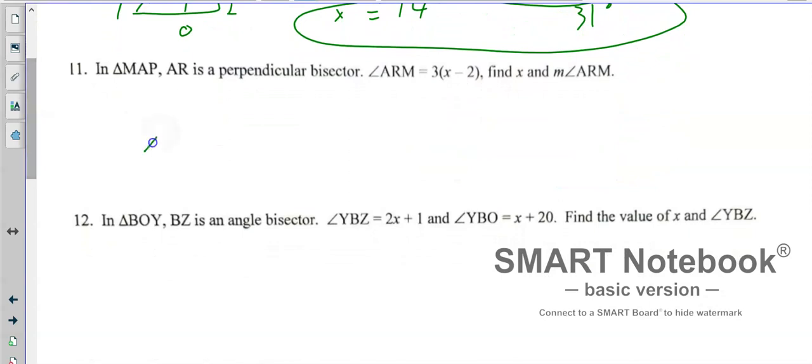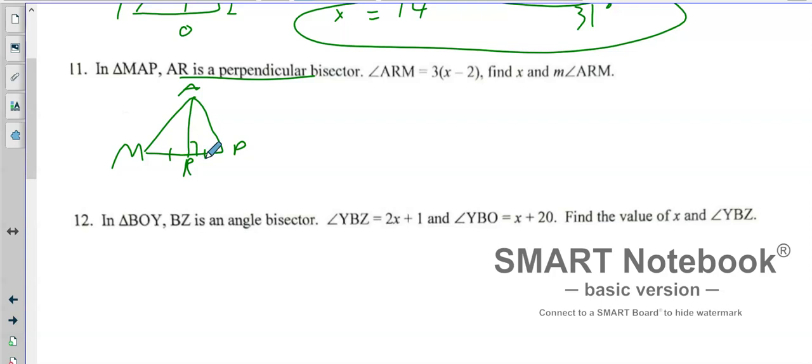Okay, MAP. Now notice in this one, this is AR, so I like to put that there. So I'll put MAP like that. Doesn't matter how you draw it, I just like to always put these special lines from the top down. It's a perpendicular bisector, which means 90 degrees, and these are both equal.